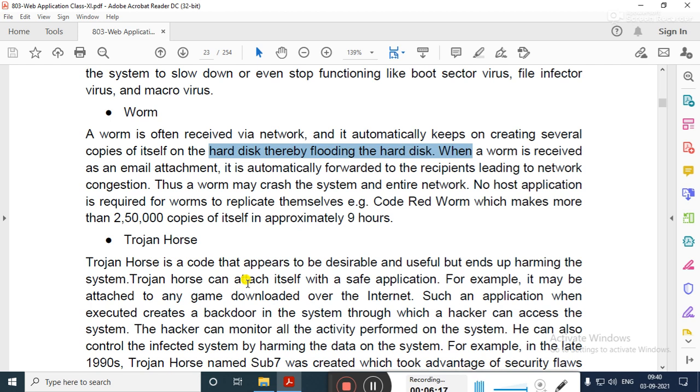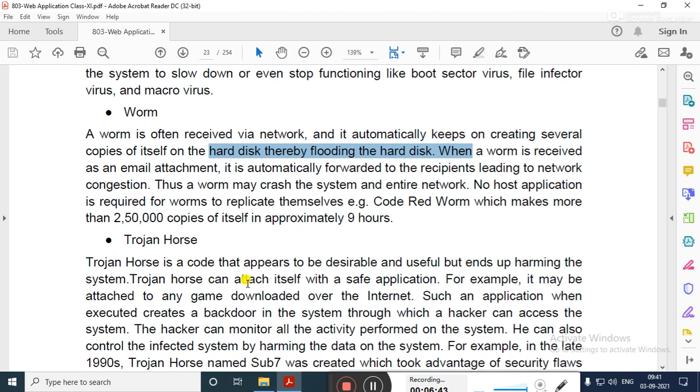Now a worm is like that, it also replicates by itself. A computer worm is a standalone malware. Why is it called standalone? Because it is a single thing, a computer program that replicates itself in order to spread to other computers. So it basically attacks in a single way, and after that it replicates by itself.